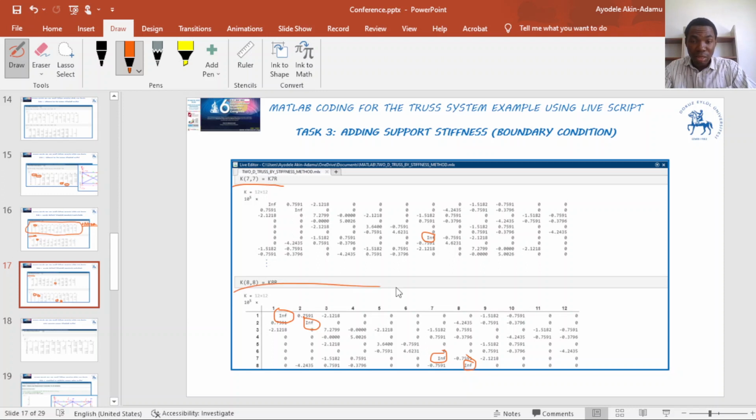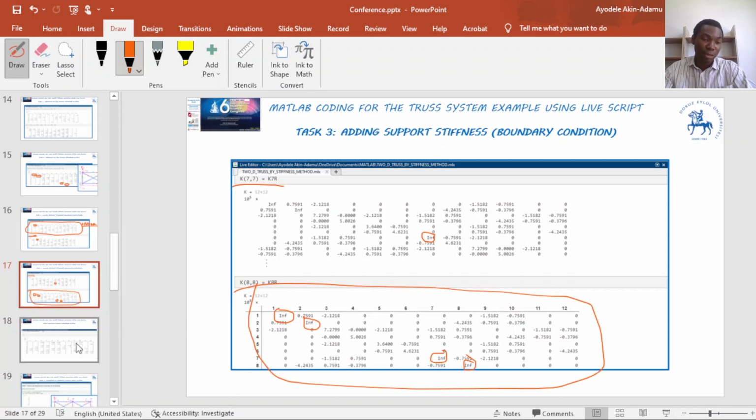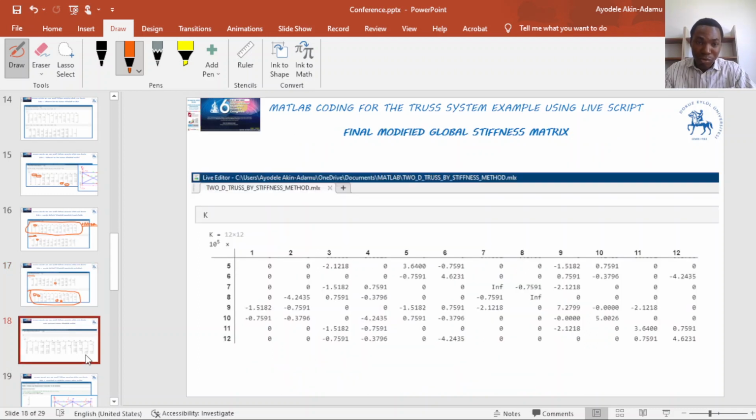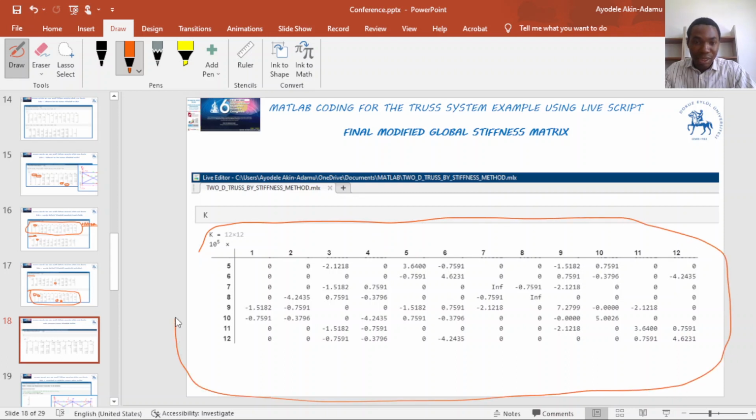So this is my final modified global stiffness matrix, a 12 by 12 matrix, of which we need to find the inverse. This is not a problem with Matlab. Matlab can easily compute the inverse of a 100 by 100 matrix. It's not a problem for Matlab, so we shouldn't be concerned. So our final modified stiffness matrix, which I define as K, is given as this.